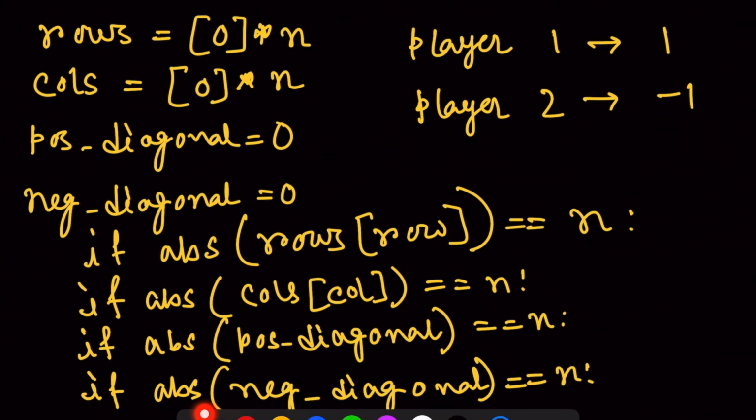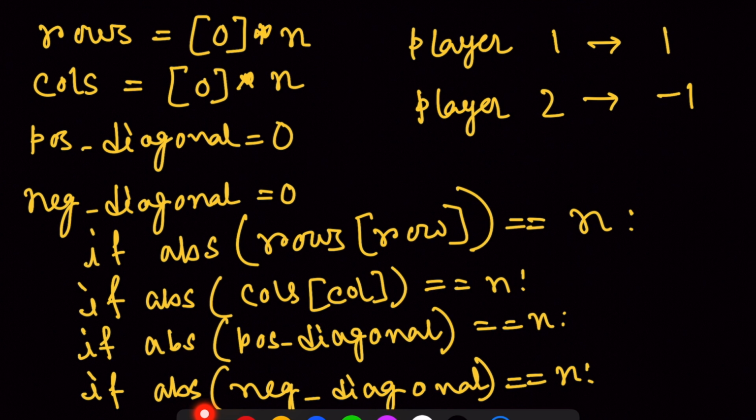Now, do we need to keep track of two different lists, one for player 1, one for player 2? I don't think so. If we had multiple players, that would have been our strategy. But what we can do is take the player number 1 for player 1, and for player 2, we can take the player number -1. So we'll just take one rows list, one columns list. And if player is 1, we'll just increment the value. If player is 2, we'll just decrement the value.